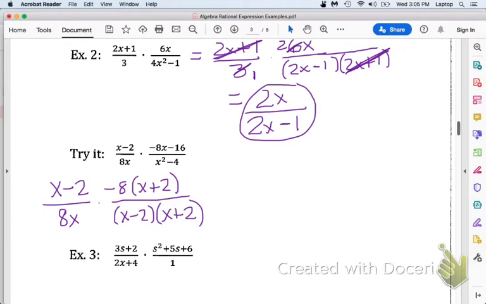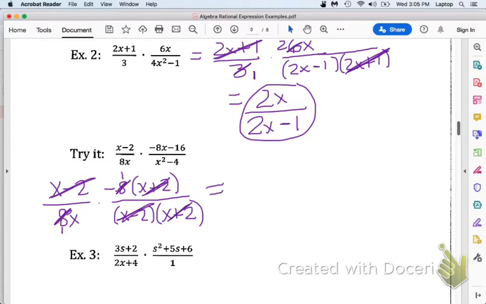Okay, now before I multiply, I can go ahead and start cross-canceling. I see the expression x minus 2. I can cancel those, since they are equal to a fraction equal to 1. This 8 and this 8 change into 1s, okay? This x plus 2 will cancel with this x plus 2.